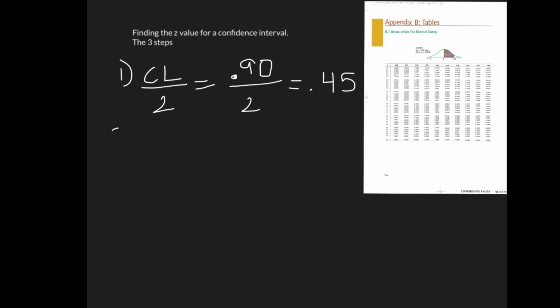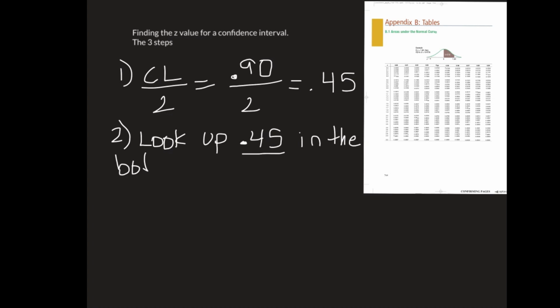So step 2. Now what we're going to do is we're going to go to our z-table and look up 0.45 in the body of the z-table. Okay, now the reason we're looking up in the body of the z-table rather than in the edges is because this is a percentage, not a z-value.